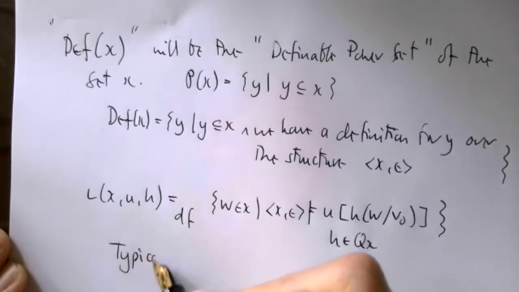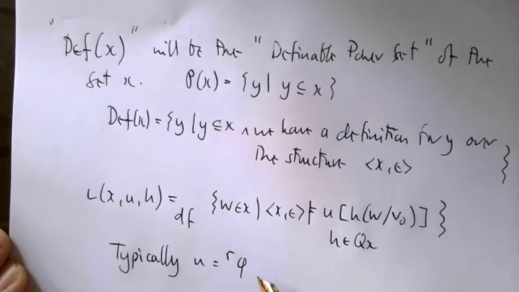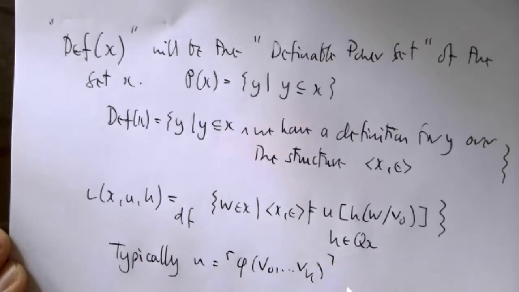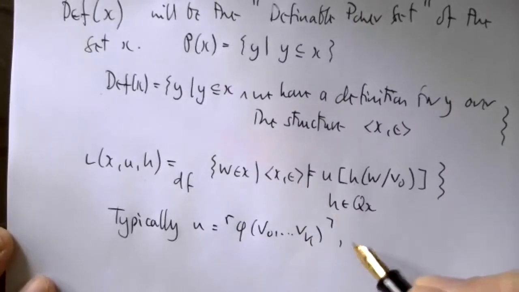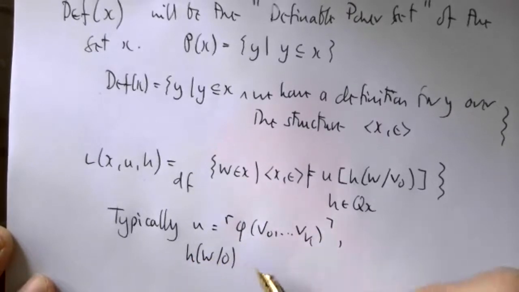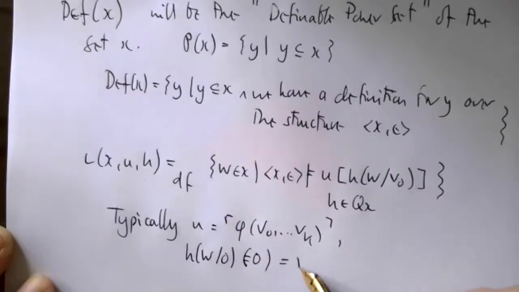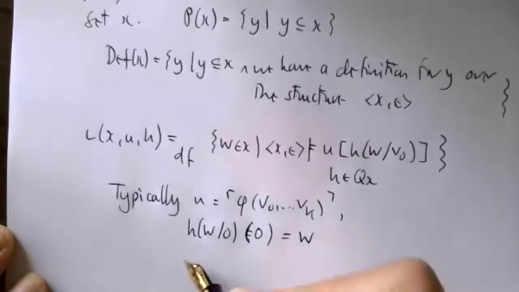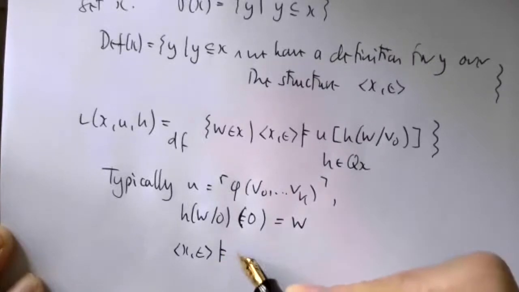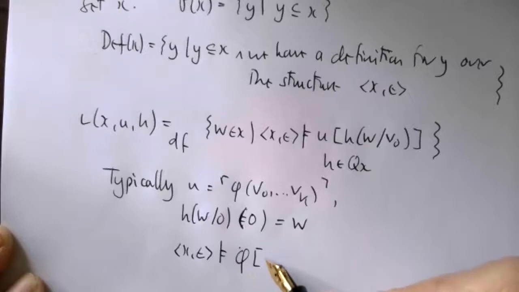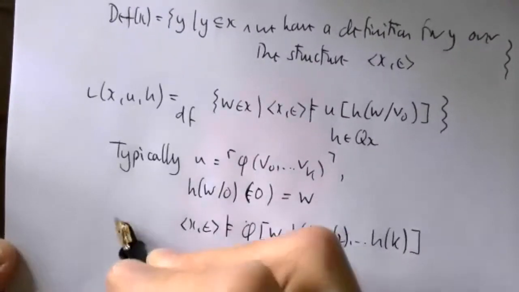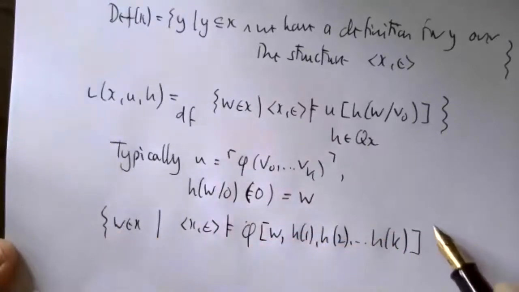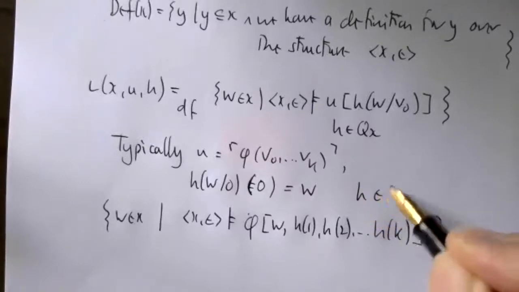So again, just to remind us, typically U is a code of some phi, V0 up to VK here. And so H of 0 will be W here. So what we're looking at are the collection of W's such that the formula phi, and now we've got W here, H of 1, H of 2, up to H of K. So we're looking at the collection of W's in X that make this formula come out true. Right here, for this H in QX.